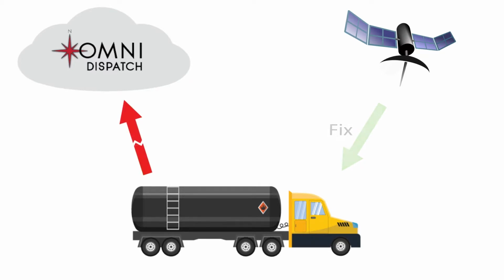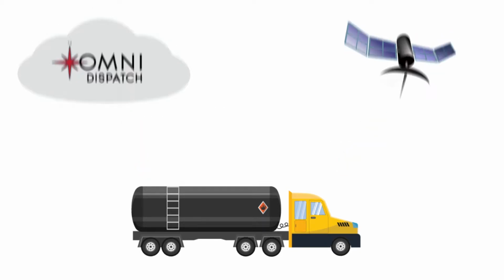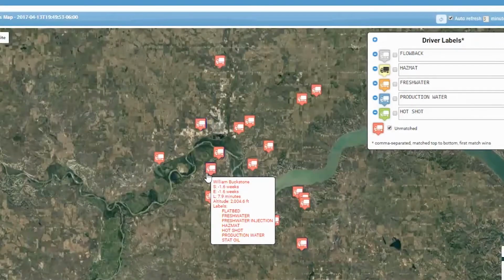If the driver does not have connectivity for a period of time, Omni Dispatch continues to gather geolocation data, storing it on the driver's device. Once the driver's device reestablishes connectivity, the complete set of geolocation data is downloaded to the server. This ensures that the integrity of the route driven is maintained and available for the dispatch center to review.